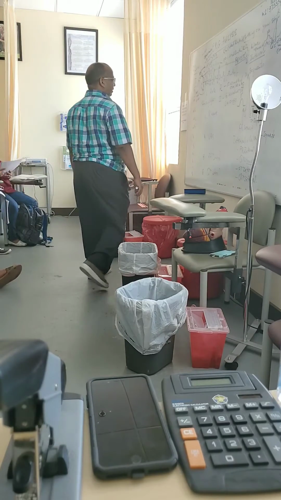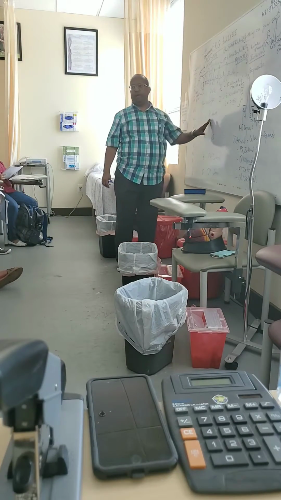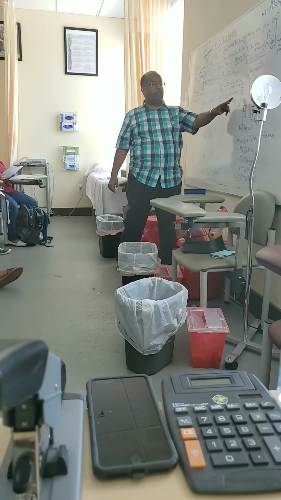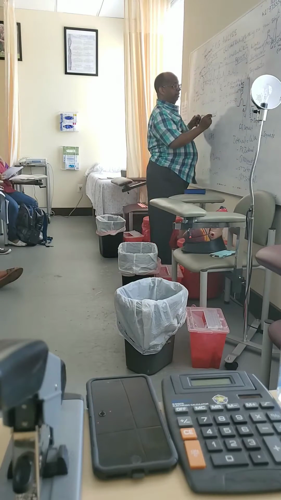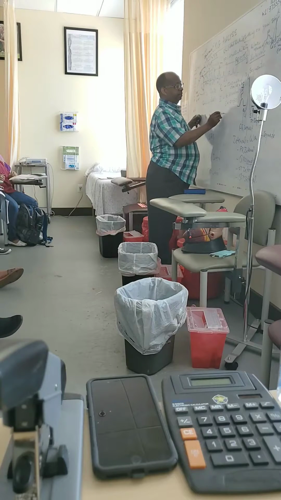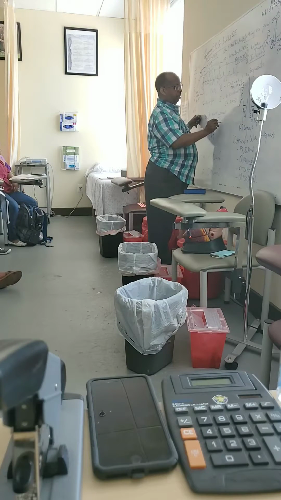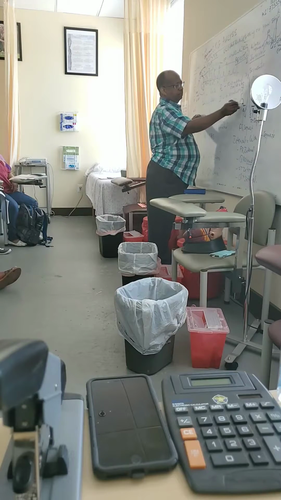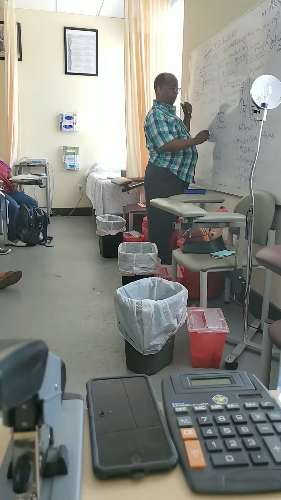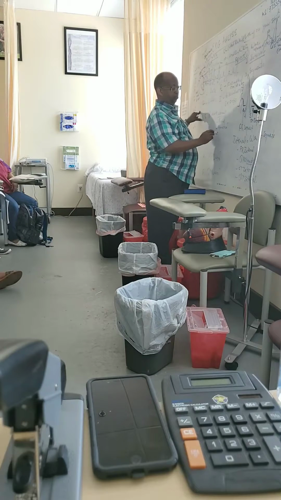Okay, then go for P wave. So we say P wave is this one, yes? A normal P wave is round and symmetrical. It should be round like this, symmetrical, and this side is the same. And it should be upward.